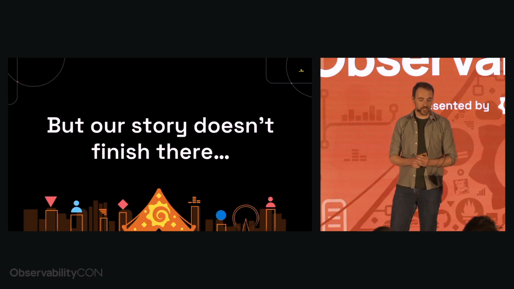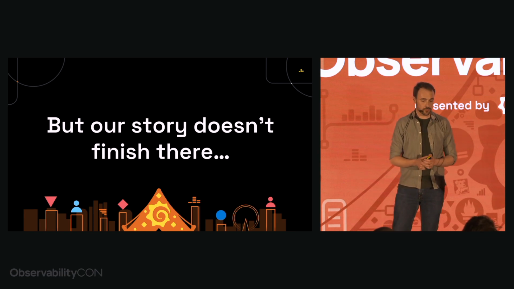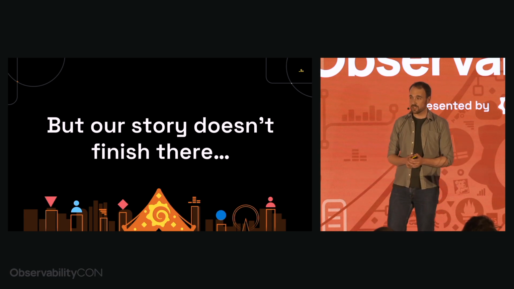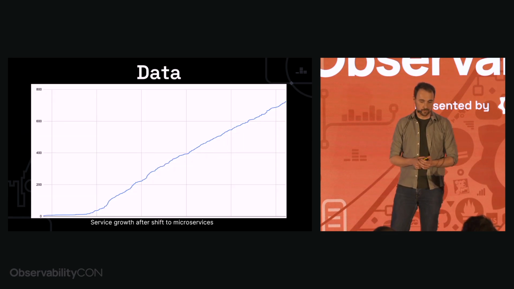But our story doesn't finish there, because Wise continued to scale fast. As Wise grew, the observability team were faced with 3 challenges. These were the volume of data, the maintenance burden, and a deteriorating customer experience. So let's quickly go through each of these. It's a very bright slide.